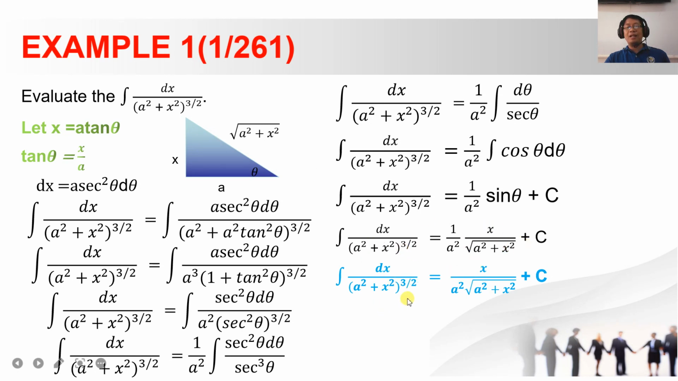So, the integral now of dx over a squared plus x squared raised to 3 halves is equals to x over a squared times the square root of a squared plus x squared plus c. Ayan. So, ganyan po yan sa trigonometric substitution. So, by the way, itong problem na to is pwede rin i-solve using algebraic substitution.